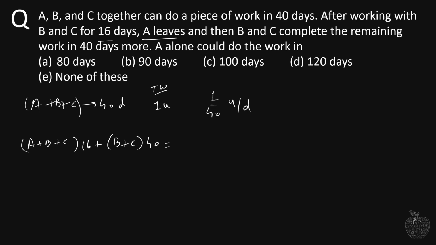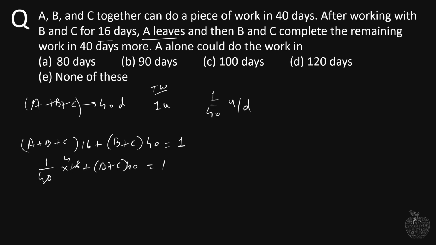So A, B and C work for 16 days and B and C work for an additional 40 days. They together complete the total work, and total work here is 1 unit. Okay, so let's calculate. We also know that A, B and C together can do 1 by 40 units per day. So let's substitute it here. So we get 1 by 40 into 16 plus B plus C into 40 equals 1.